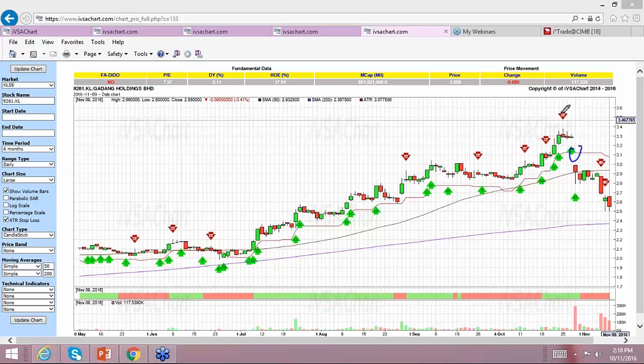If my system asks me to get out from the rally, taking partial profit from here, a lot of members, we taught them to take partial profit already. So we have taken partial profit and let the profit run. So for the remainder, even if it breaks down, you are still making a good profit. That is one of the strategies in trading.